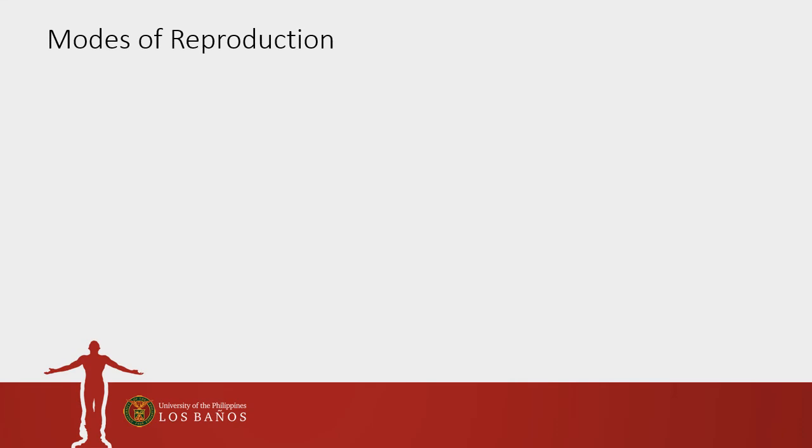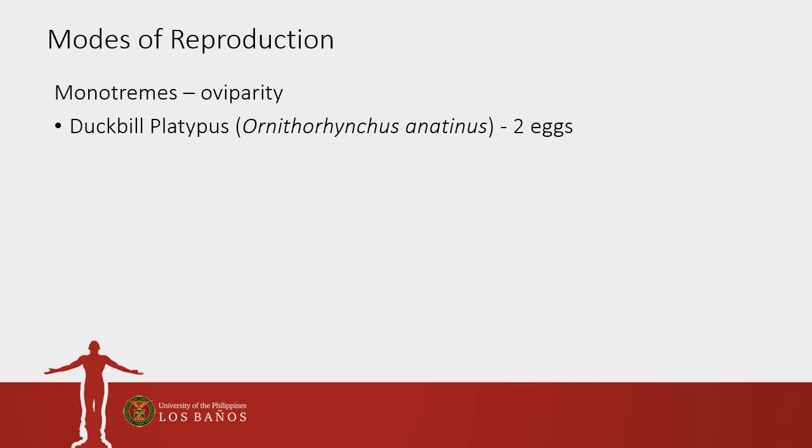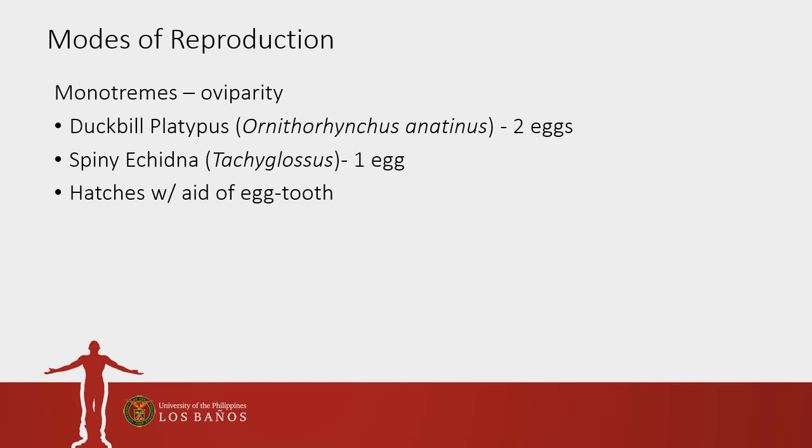Among mammals, the monotremes are oviparous. The duckbill platypus, Ornithorhynchus anatinus, may have 2 eggs. For the spiny echidna, 1 egg, which hatches with the aid of an egg tooth. The young are nursed with milk through teatless mammary glands.